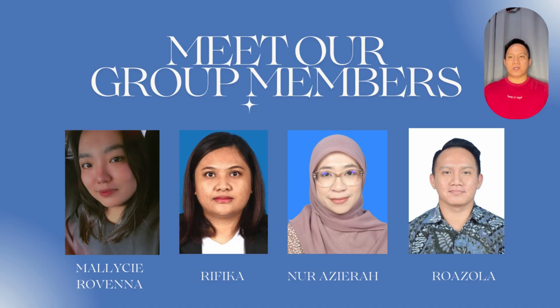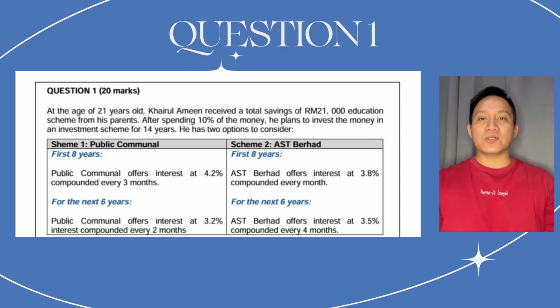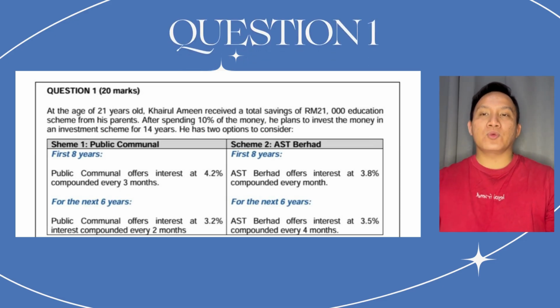Let's begin with question 1, compound interest. Question 1, 20 marks. At the age of 21 years old, Karo Amin received a total saving of 21,000 ringgit education scheme from his parents. After spending 10% of the money, he plans to invest the money in an investment scheme for 14 years. He has two options to consider. The first one is the public communal.